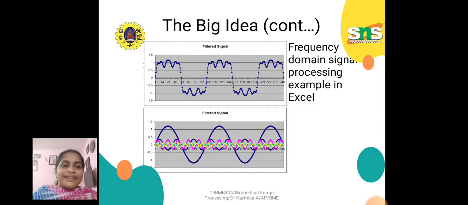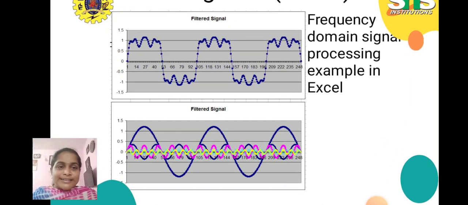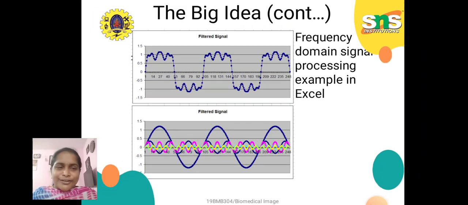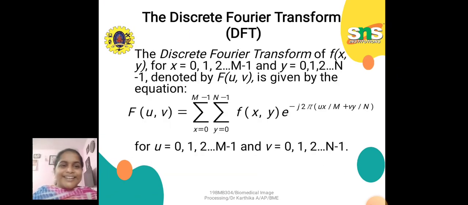Okay, here frequency domain signal processing examples are expressed in terms of Excel. See the first one filtered signal and the second one filtered signal. Can you differentiate it? Okay. What is the use of this DFT? In Fourier transform, we have inverse Fourier transform. What is the necessity of this discrete Fourier transform? Normally, our waves are discrete. While converting analog to digital, discrete operation is the main element.